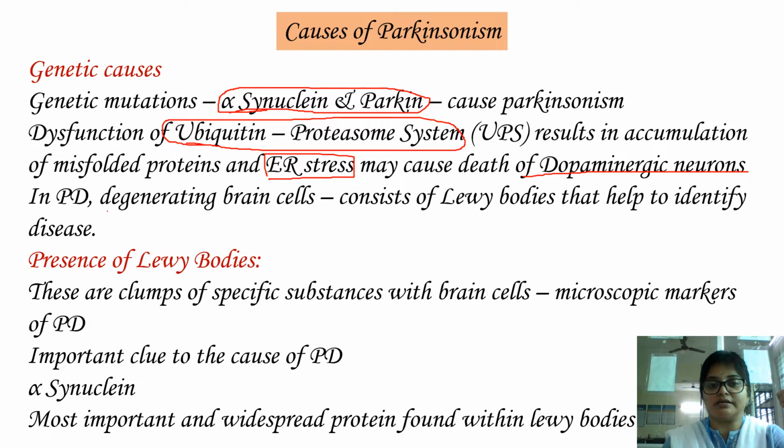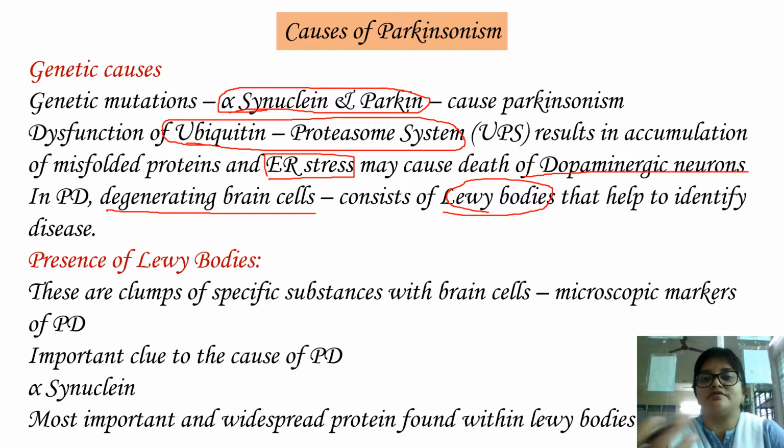So in Parkinson's disease, there are degenerating brain cells. The brain cells that have degenerated produce certain types of substances called Lewy bodies. These Lewy bodies are used to identify the disease. Generally, if both proteins, alpha-synuclein and parkin, are present in most of the family members, then there are high chances for the next generations to have this disease.